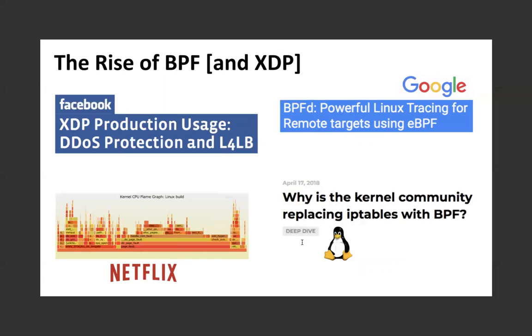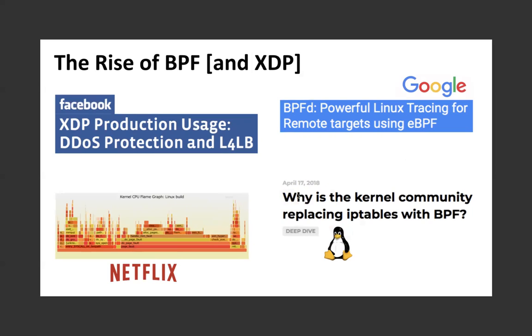I listed four use cases here where BPF is being used. Facebook is rewriting all of their software firewalls, their entire load balancing and their DDoS mitigation platform in BPF. Google has been using BPF for a while for tracing and is now using it for networking and security. Netflix, in particular Brendan Gregg, has been very vocal and has been putting out a lot of blog posts and tooling around how to use BPF for tracing.